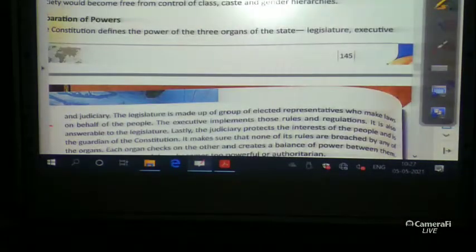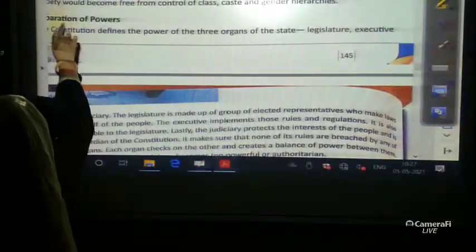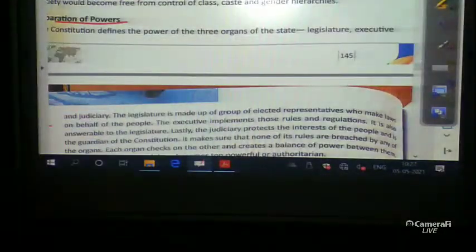Now, our next point is separation of power. That means when power is separated, this is the separation of power.